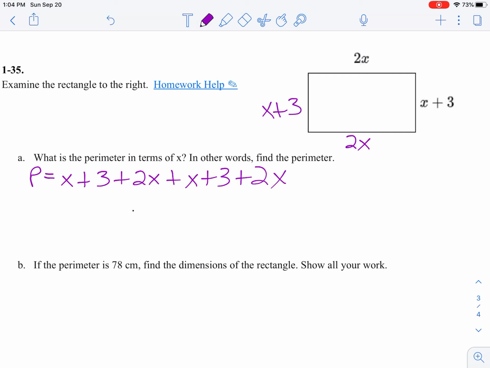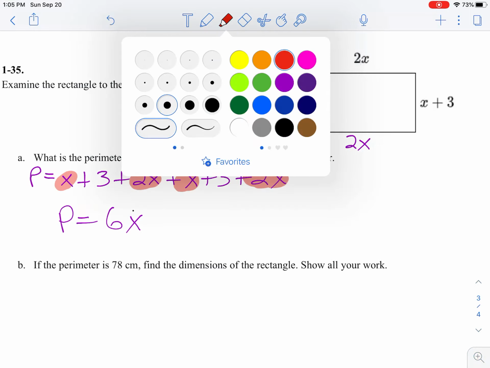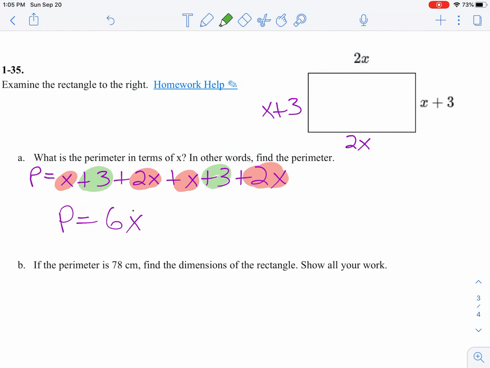Now, since I've written this equation, what I can do is combine my like terms. So we have an x term, 2x, x, and another 2x. That gives us perimeter equals 6x. And then I want to combine my like terms that don't have any x value. That would be 3 plus 3, which gives us a 6. So now I know the perimeter equals 6x plus 6. This is the perimeter in terms of x. So I'm done for part A.